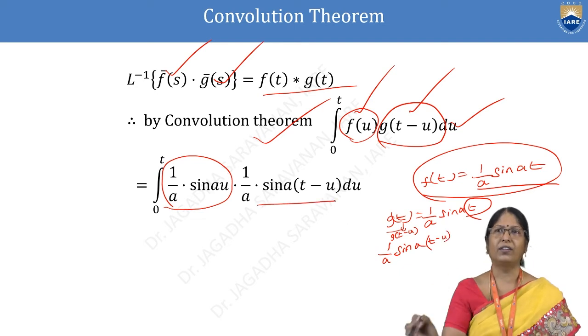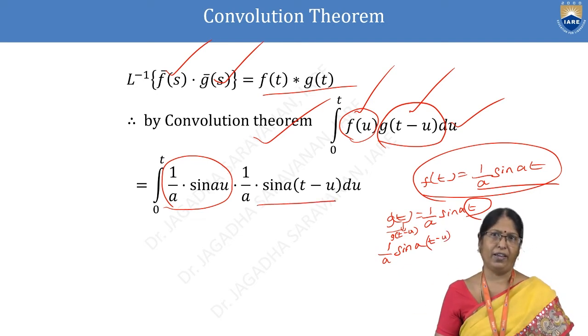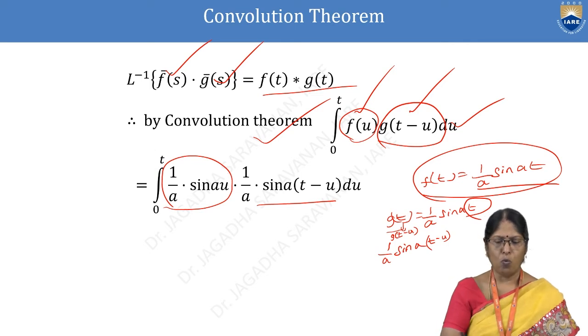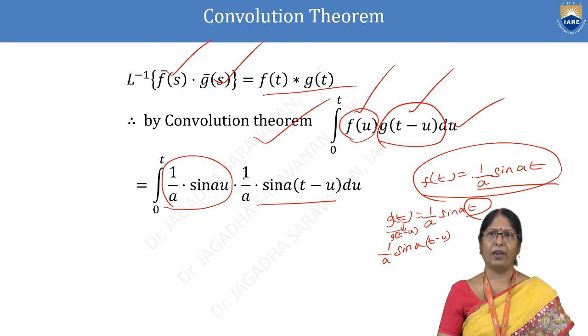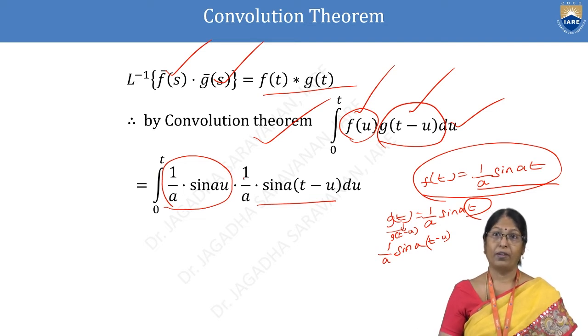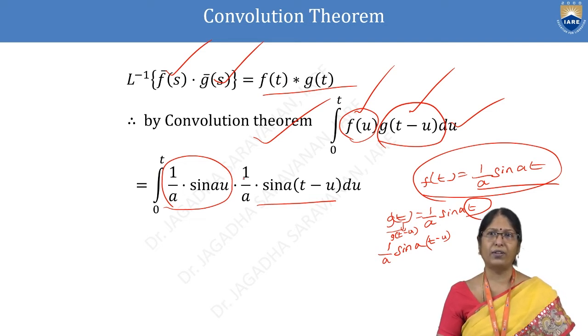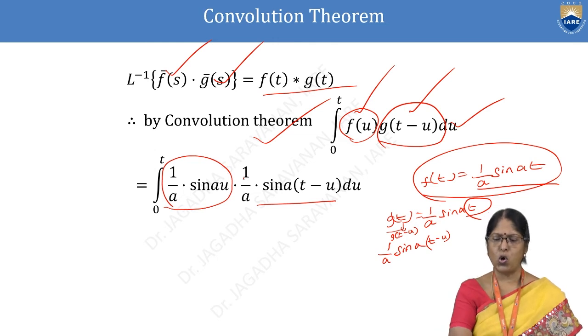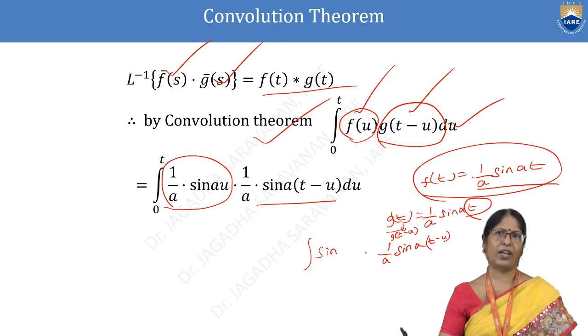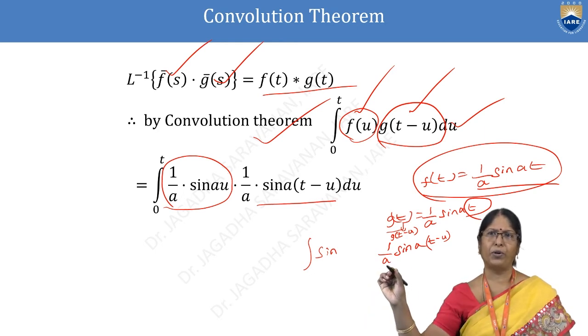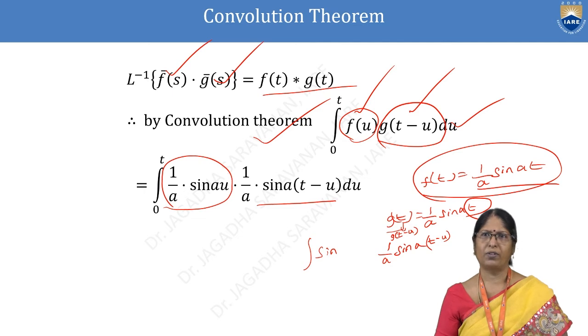Here we can see it, it is written clearly. Now, 1 by a, 1 by a, put together 1 by a square. Fine. We have to do the integration. Now our target is to do this integration. If it is only the integral of sine, we will know it, minus cos. Simply we will come out.